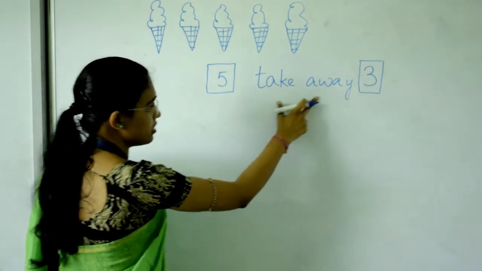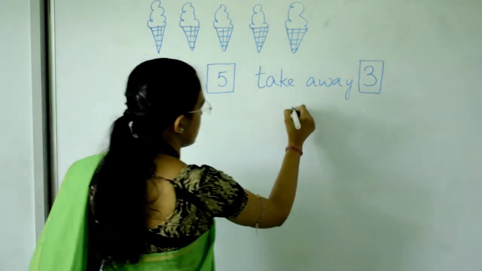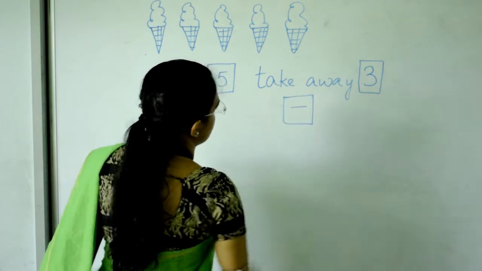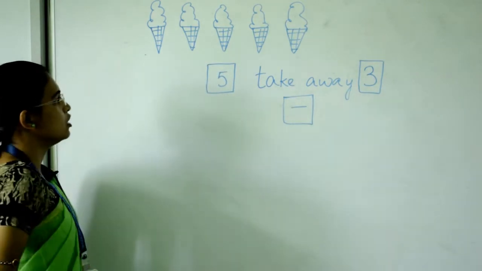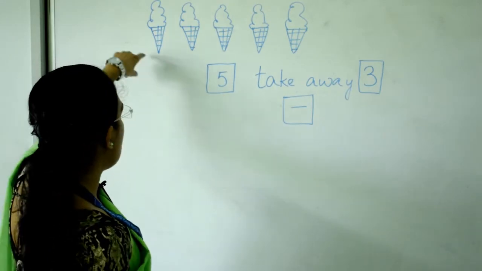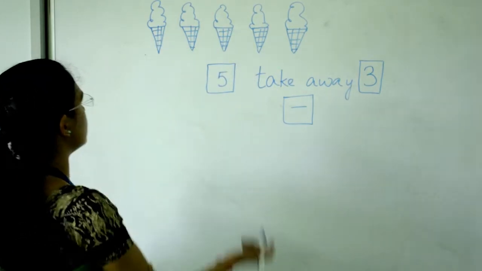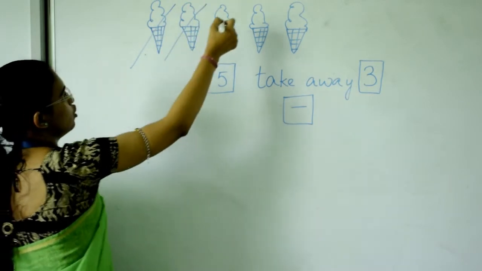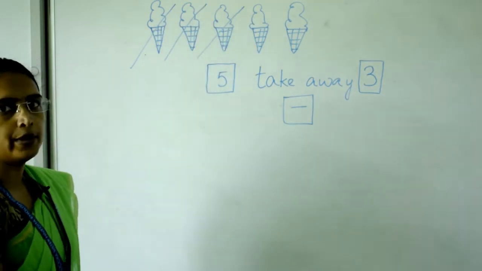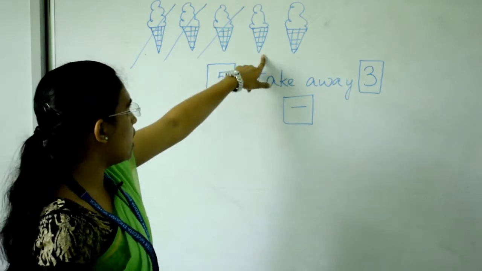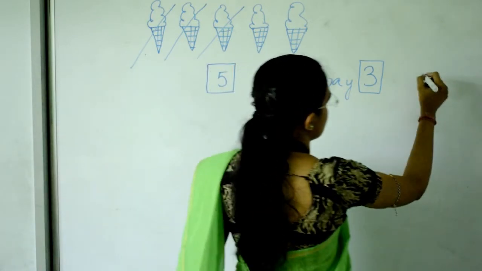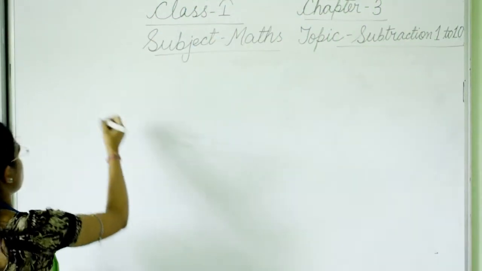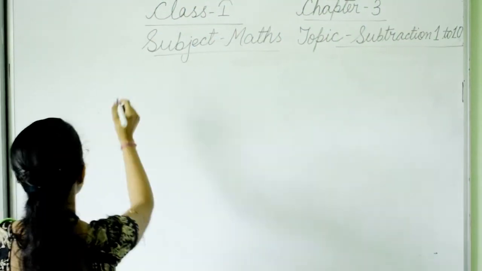And take away means which sign? Yes, minus. We have to put the minus sign. Take away means minus. So if among these 5 ice creams we eat 3 ice creams, 1, 2, 3, how many ice creams are left? 1, 2. So the answer is 2. Okay, now I am going to show you another example.